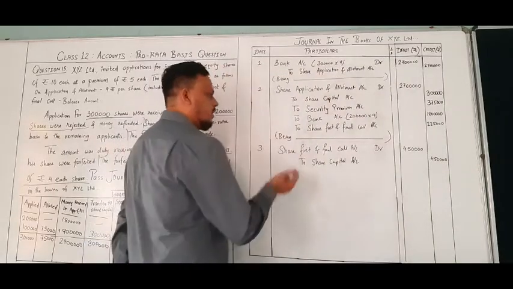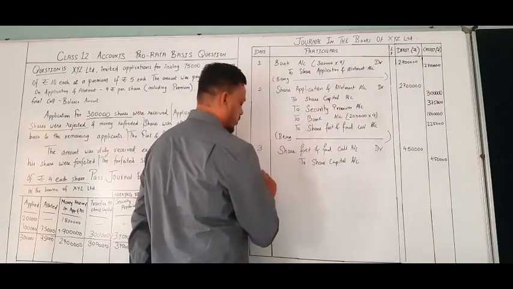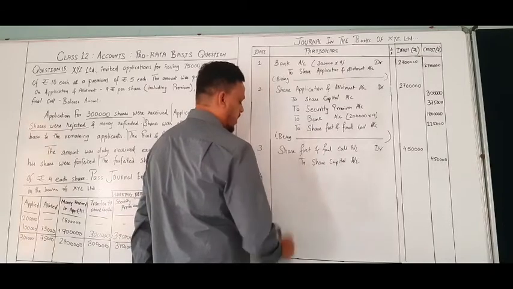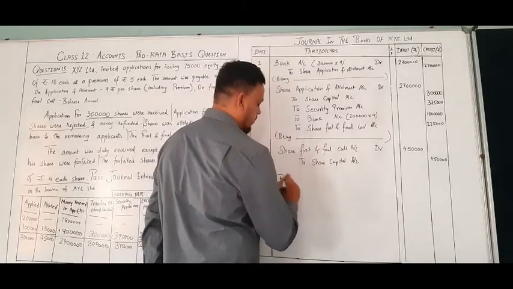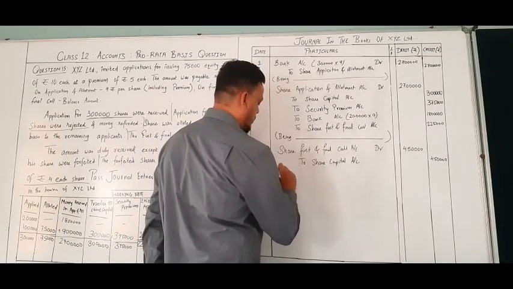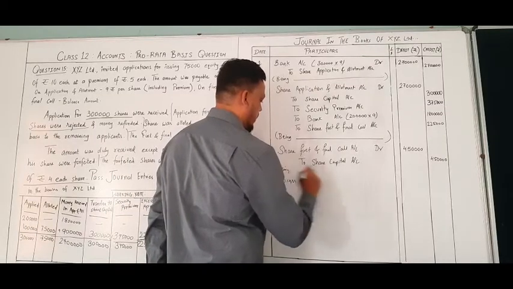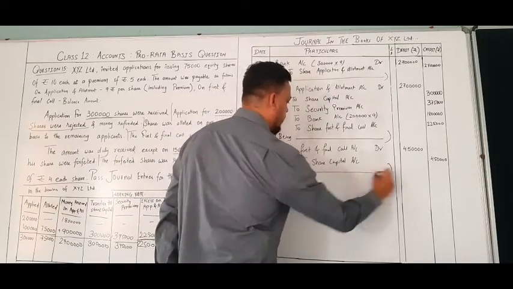4,50,000 has been on first and final point. Now the amount will be received. Here you have to write being accordingly. As I already said, you have to write the being accordingly.